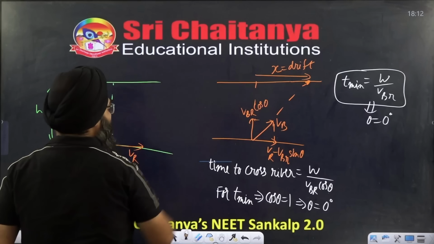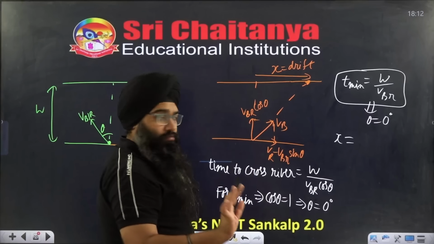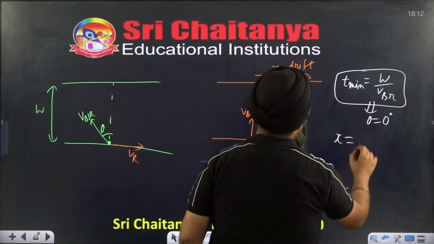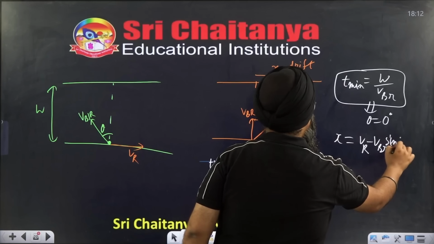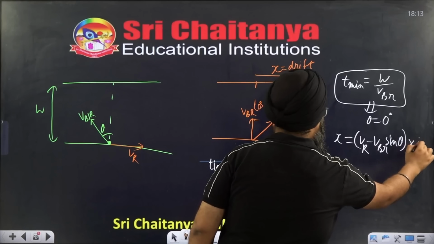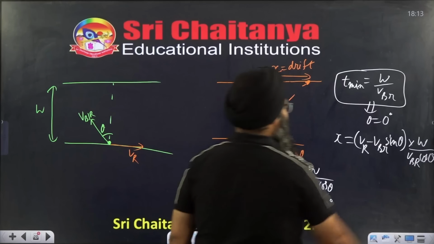And in that case, the minimum time which I will get will be W by VBR. I want to calculate drift also. So drift will be equal to what? Not in the minimum time case, I am generally calculating drift. Drift will be horizontal speed multiplied by time. Horizontal speed is VR minus VBR sin theta multiplied by time. Time will be W divided by VBR cos theta. So this is how you can calculate the drift also.